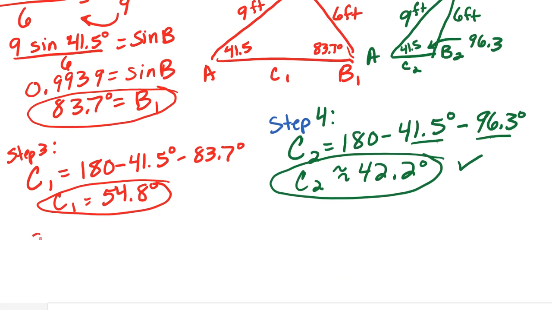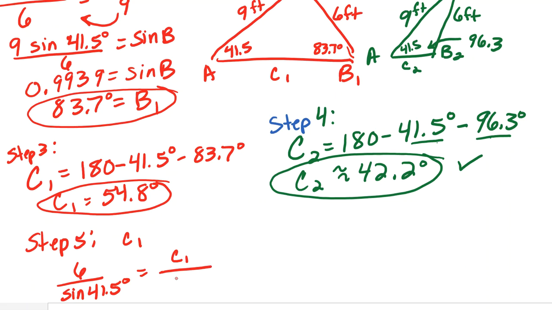So, all right, what's left to do then? In our red triangle, so our step 5, we have to find small letter c1, and that's going to be a law of sines again. And we're going to go right back to what was given. So we knew that side A was 6 and angle A was 41.5. And now we're looking for c1.